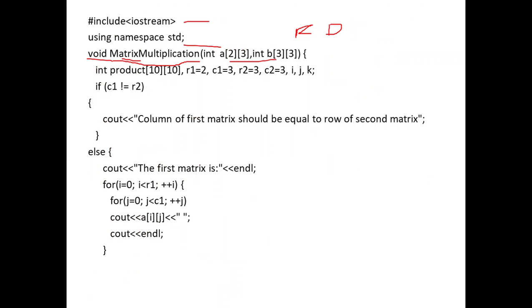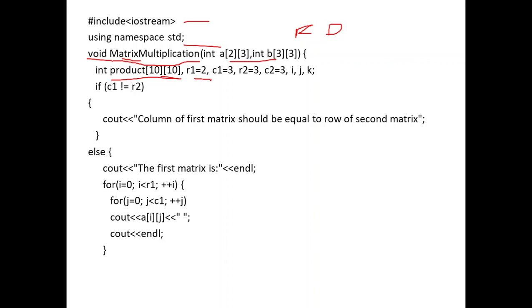A and B: A has 2 as the row size and 3 as the column size, and B also has 3 rows and columns, and the output will be stored in the product. So this is initialized here, that is, opening a bracket, and then we initialize another two-dimensional array to store the output, which has 10 rows and 10 columns. That means the maximum number of inputs. But we know that our result only contains 2 rows and 3 columns, right?